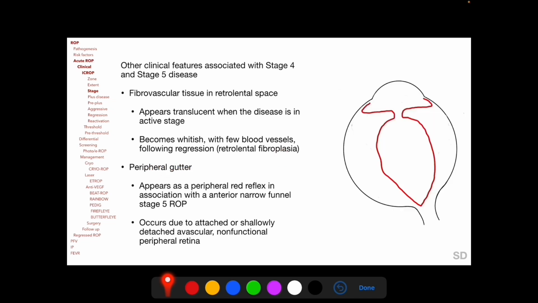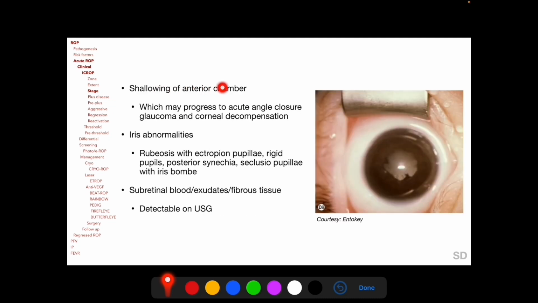A peripheral gutter may be detected in eyes with stage 5 ROP, which appears as a peripheral red reflex in association with an anterior narrow funnel RD, and this peripheral red reflex arises from an attached or shallowly detached peripheral avascular retina. Shallowing of the anterior chamber in stage 5 ROP may progress to acute angle closure glaucoma and further to corneal decompensation. Iris abnormalities with stage 5 ROP include rubeosis with ectropion pupillae, pupillary rigidity, posterior synechia, and seclusion pupil with iris bombe.